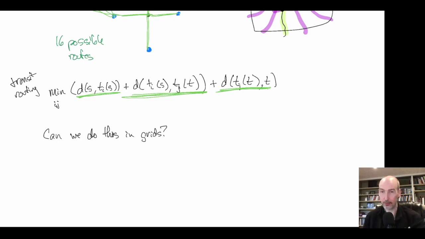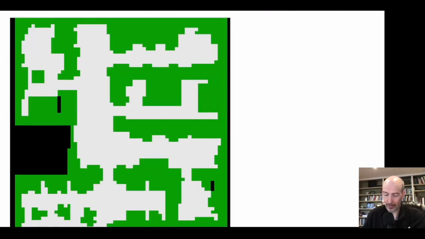But this is a paper by Ansfeld et al. 2012. This appeared in the AIIDE conference. They were asking whether we could do this efficiently in grids, and the initial answer they had is no, we can't. So I want to explore a little of what's going on here. In order to do that, we're going to look at some grid maps. Here's an example grid map. I'm going to have a live demo of this in a minute, but we're going to analyze this map and think about what happens on it for a little while.